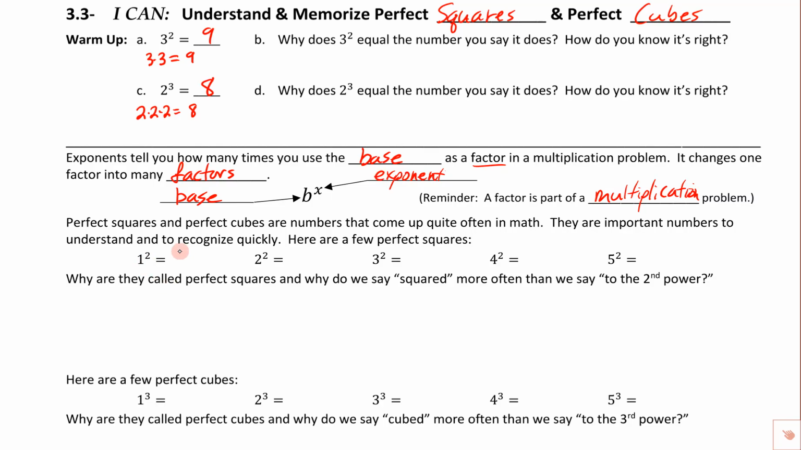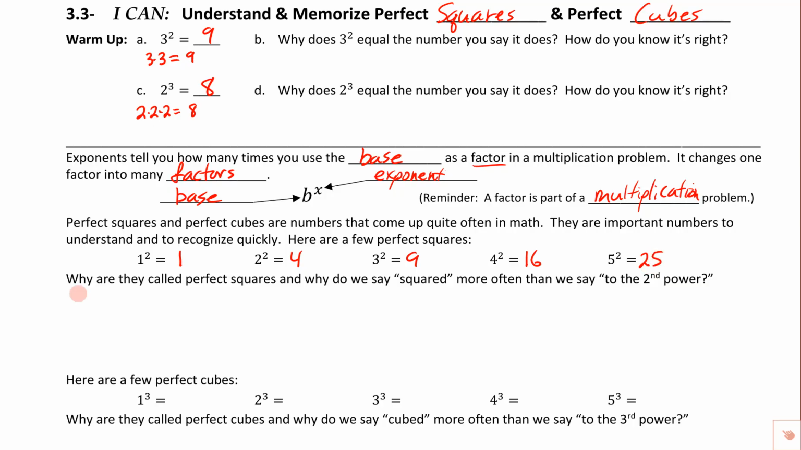So 1 squared is 1, because this would be 1 times 1. 2 squared is 4, not because we're multiplying these two 2's together, but because that tells us that we're going to use this base twice. So 2 times 2 is 4. Again, we did 3 squared up above, that's going to be 9. 4 squared is 4 times 4, so that's going to be 16. 5 squared is going to be 2 5's multiplied together, so that's going to be 25 right here.